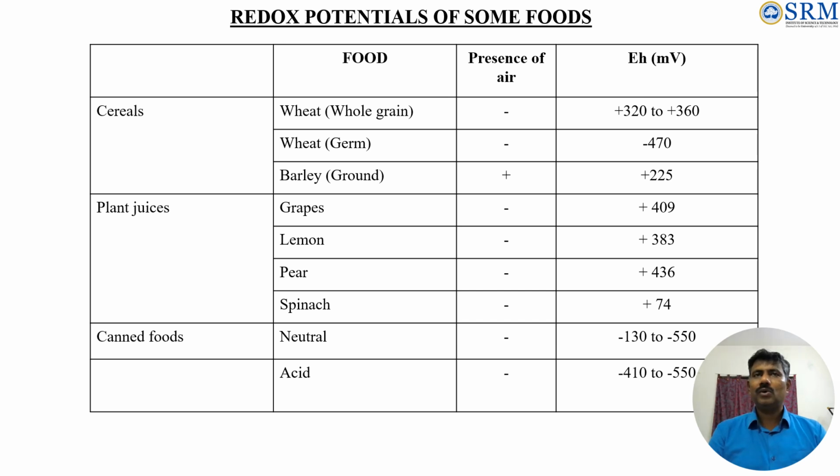Cereals: wheat whole grain +320 to +360, wheat germ -470, barley ground +225. Plant juices: grapes +409, lemon +383, pears +436, spinach +74. Canned foods, if neutral, -132 to -550; if in acid condition, -410 to -550.